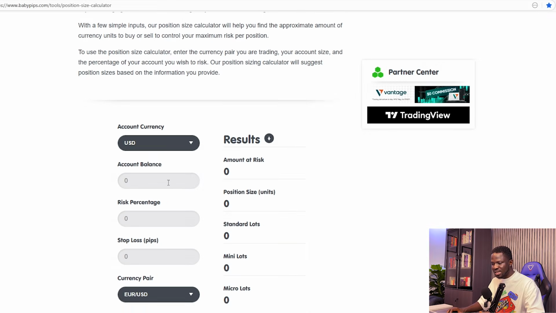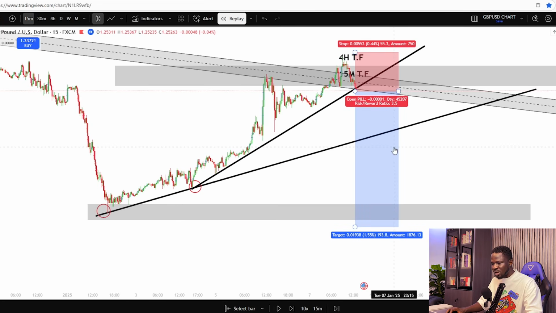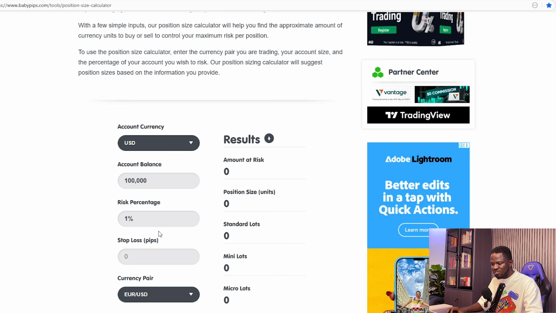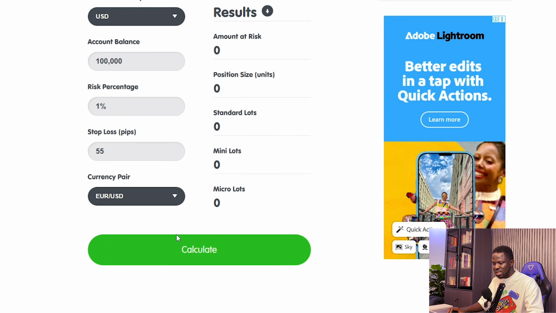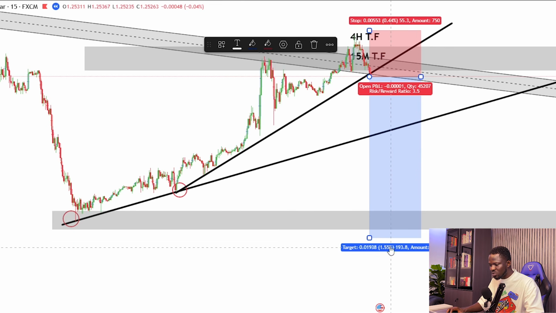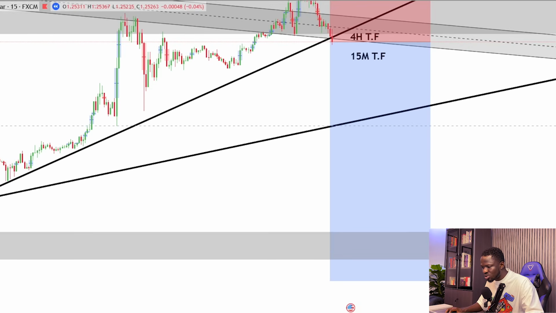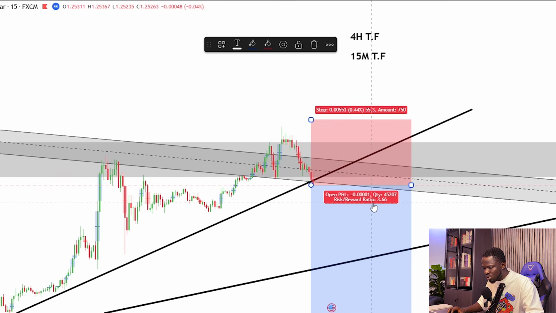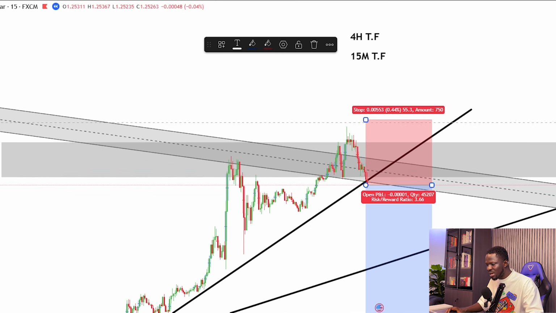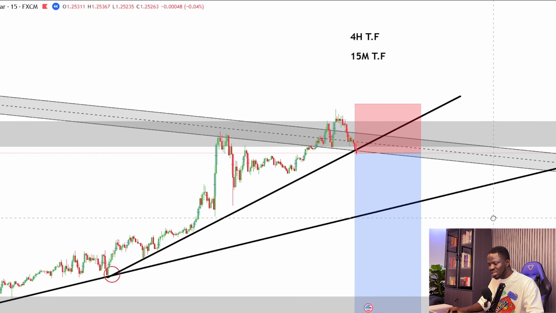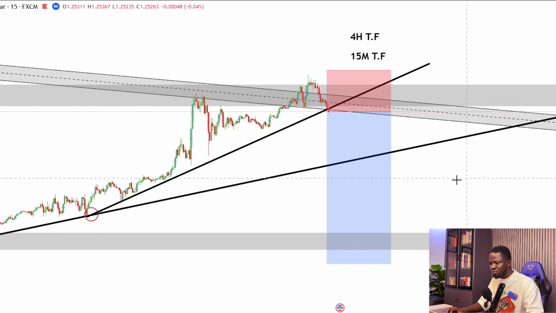Let's do this breakdown. Let's assume you are trading a $100,000 prop account and you are risking 1% on this trade. Then probably we are risking 55 pips on this setup. Then we are targeting how many pips? We are targeting 200 pips. If you look at the risk to reward ratio, you can see it is 3.66. That means we are risking 1 to make 3. That is 3 to 1 reward to risk.